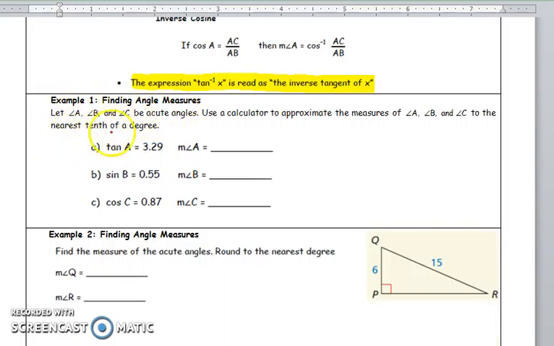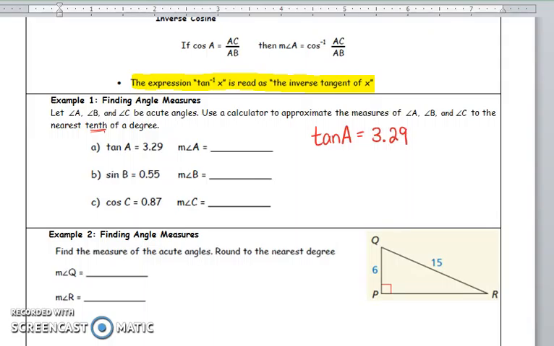So in example 1, we have angles A, B, and C, and they are acute angles. And we're supposed to use a calculator to approximate the measures of angles A, B, and C to the nearest tenth. So nearest tenth means 1 decimal place. So I'm going to do example A off to the side here. I'm going to write tangent of angle A equals 3.29.